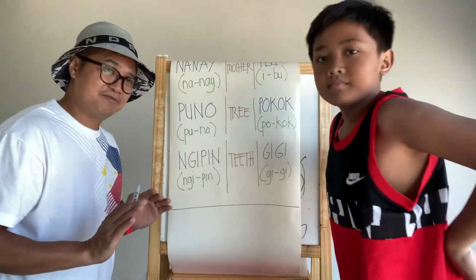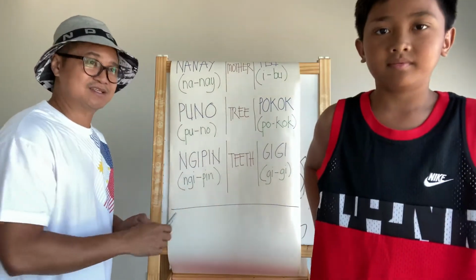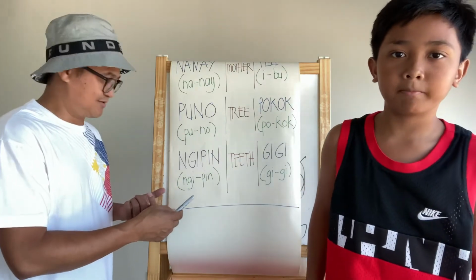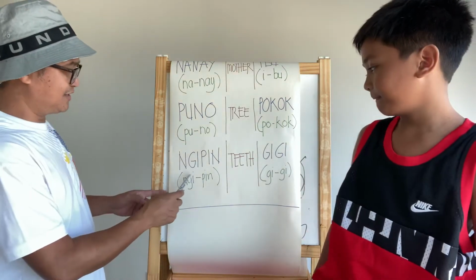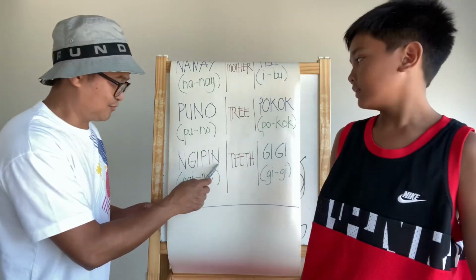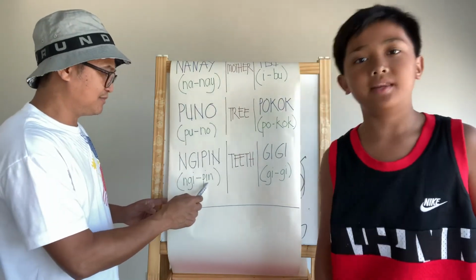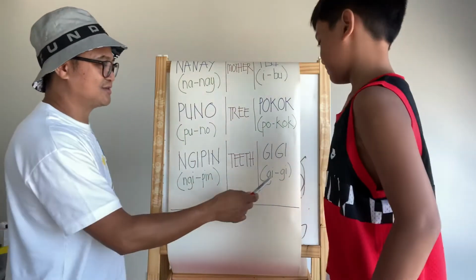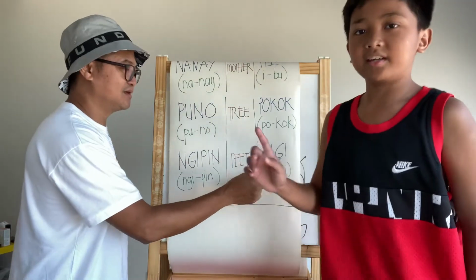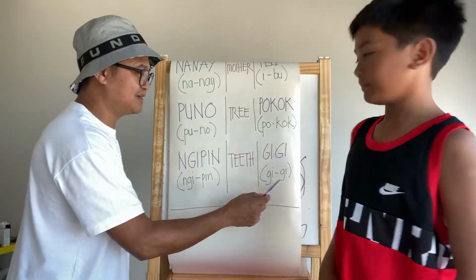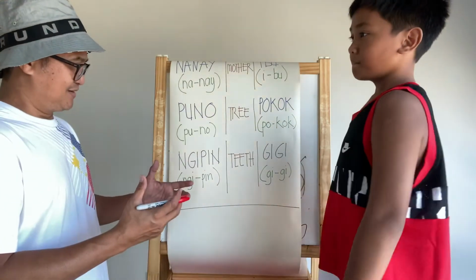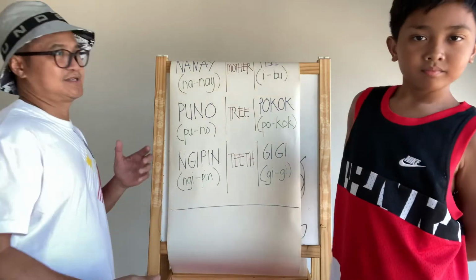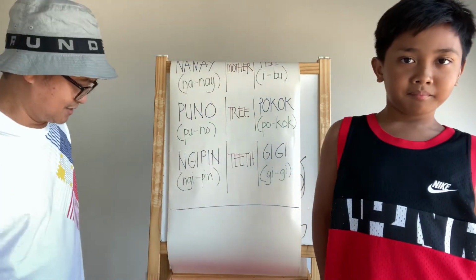Remember, just now in our alphabet we have NG, which is nang. We pronounce it nang, something like that in Filipino. So here it is ngipin, which is our teeth, or tooth, whatever it is. In Bahasa Malaysia, it is gigi, G-I-G-I. It's very easy to learn because, like I said just now, our writings are more or less the same.